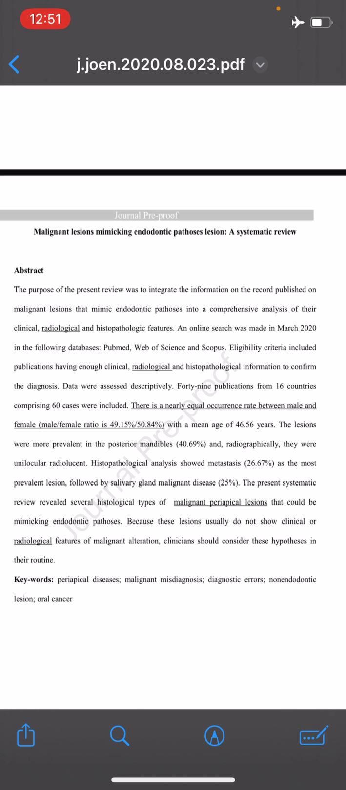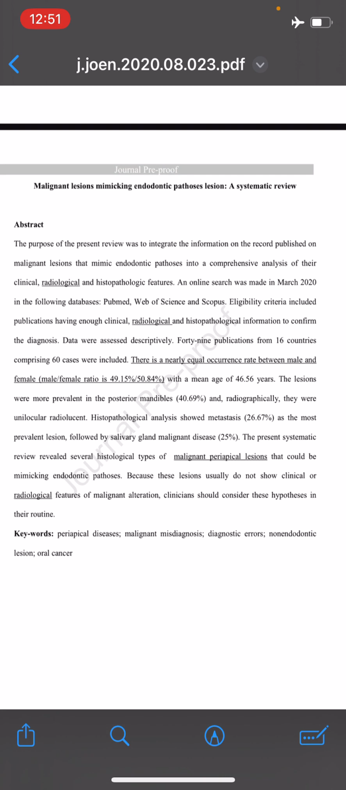There was more prevalence in the posterior mandible at 40.6%, followed by the anterior maxillary area at 25%. Radiographically, lesions were unilocular in most of the cases, about 98%, and the lesions were ill-defined and not really clear, representing 78%.